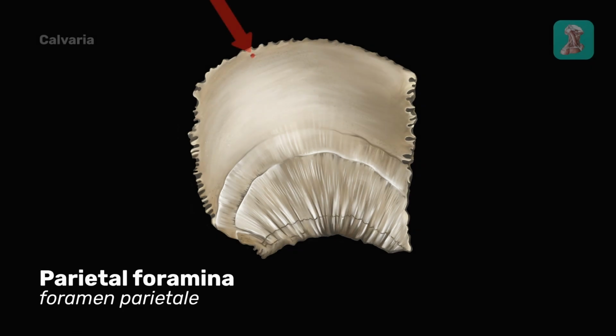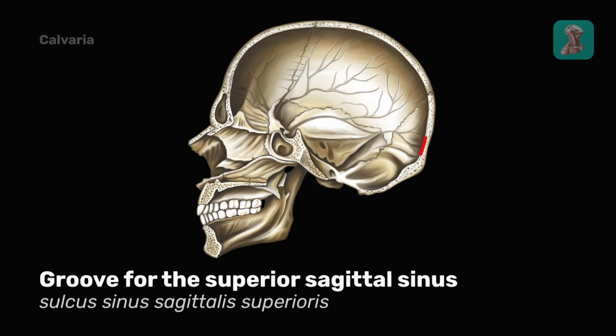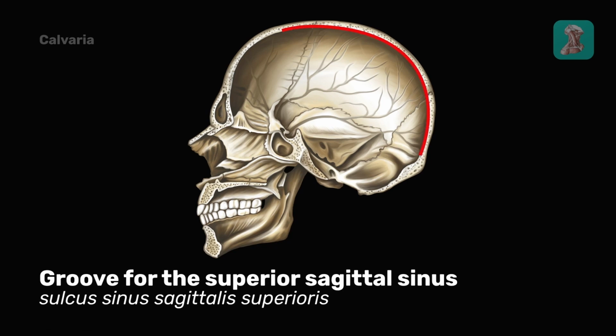Now we come to the internal surface. The groove for the superior sagittal sinus passes here. It is formed by combining all the grooves for the superior sagittal sinus on the frontal bone, on the parietal bones, and on the occipital bone.